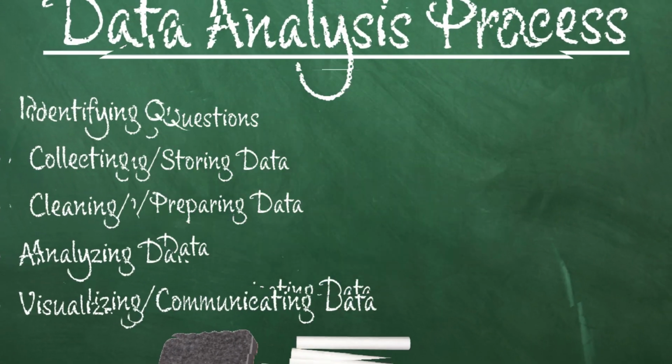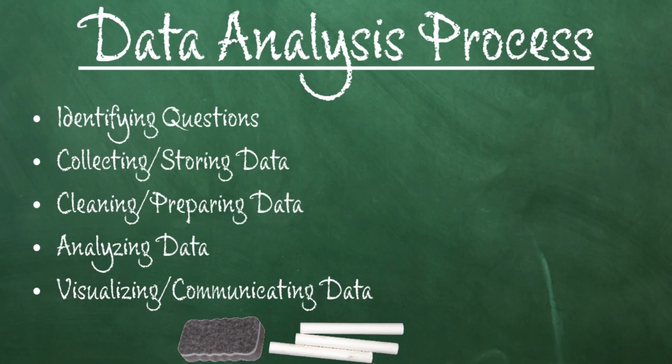So here is the data analysis process broken into 5 distinct categories. You'll see this process broken down to a number of different steps and categories depending on what source you use. But for me, this is how I like to break it down. Now here are the 5 categories: identifying questions, collecting and storing data, cleaning and preparing data, analyzing data, and visualizing and communicating data. Alright, so let's look at these one at a time.